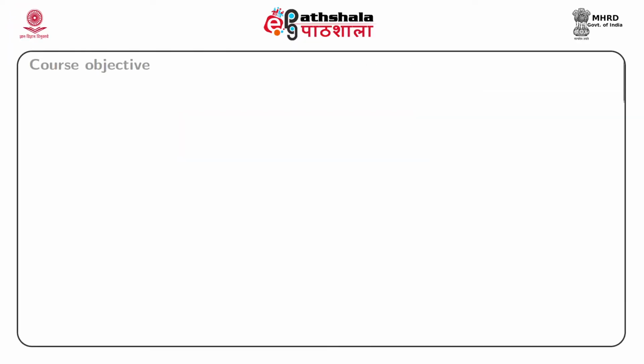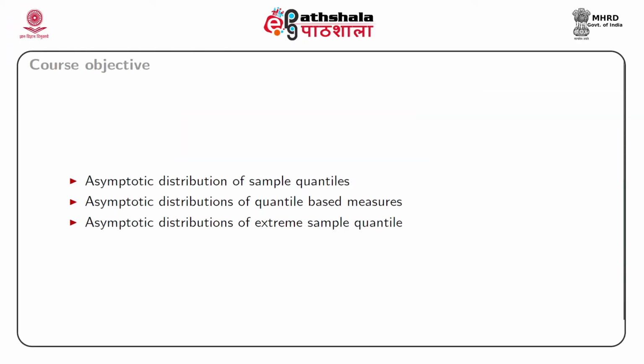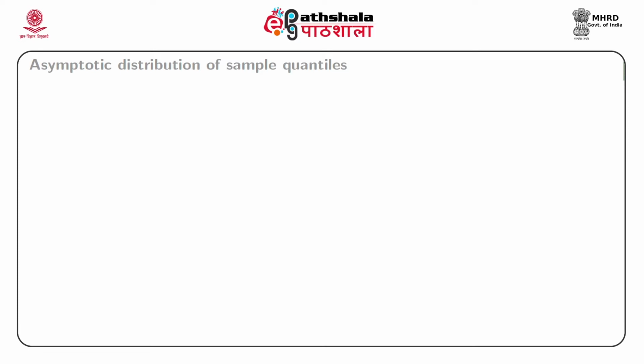As indicated earlier, we have discussed large sample distributions of summary measures based on moment statistics. In this module, we shall discuss asymptotic distribution of sample quantiles and then obtain the measures based on sample quantiles. So, let us start from the definition of sample quantile and population quantile.